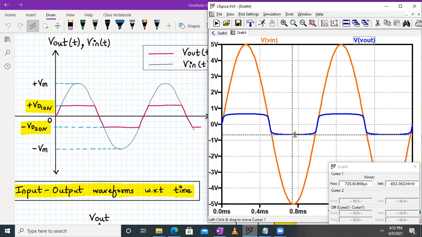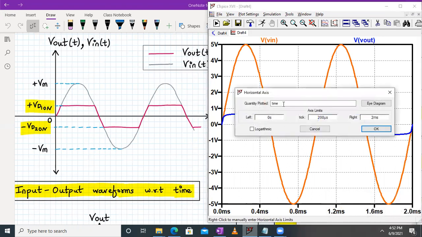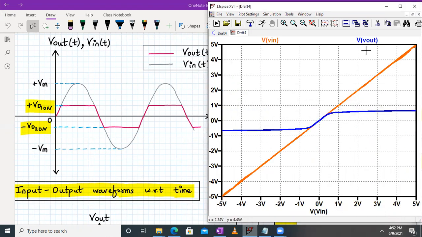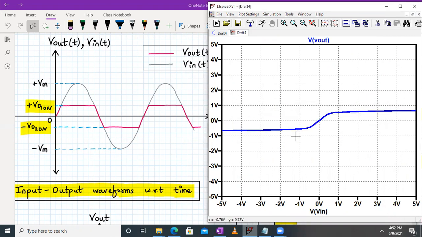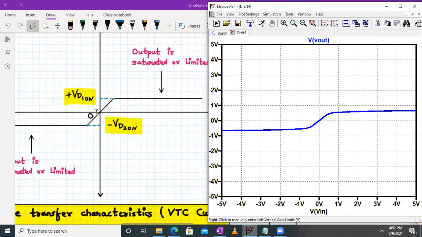Hence, it is called a two-level clipper. Now, let us quickly check the VTC curve. So I'll right-click over here, add V of V in, and click on OK. Let me delete this V in now, not needed. So this is the curve, the voltage transfer characteristics, as you can see.